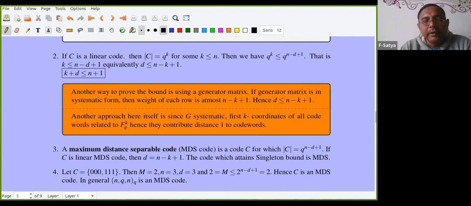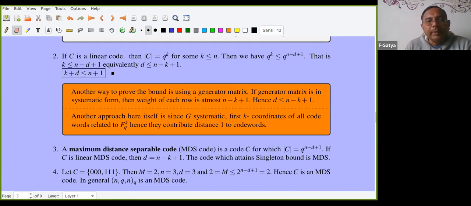I'm telling another way. This is for a linear code. If C is a linear code, we already know the size, right? But we want to restrict the maximum size. Then cardinality is equal to q power k. But in this case, q power k is less than or equal to q power n minus d plus 1. That is, k is less than or equal to n minus d plus 1. Equivalently, d is less than or equal to n minus k plus 1, right? This we discussed yesterday, so this is a continuation of that.